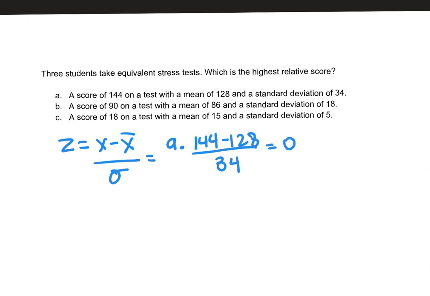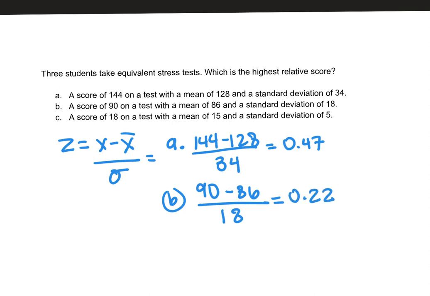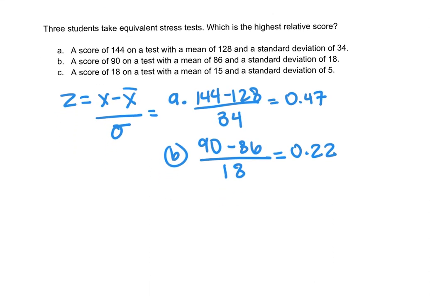This gives us 0.47. So again, we have 90, which is x, minus 86, which is the mean, over 18, and that gives us 0.22. And on the third one, we have the score of 18 minus 15 over 5, and our answer is 0.6.